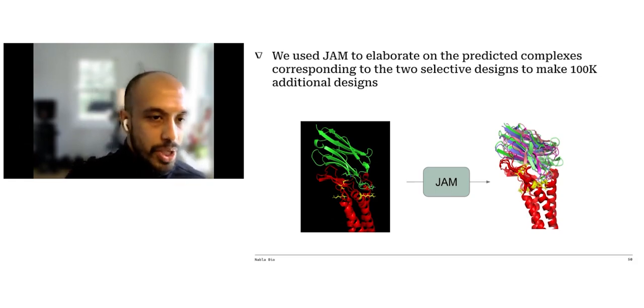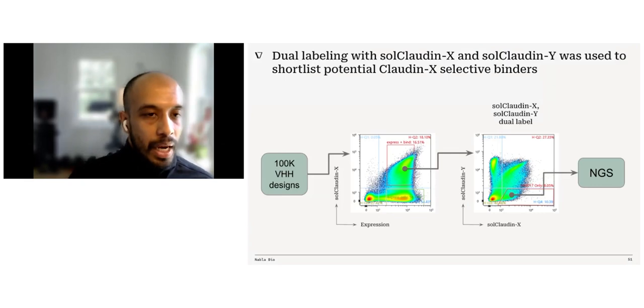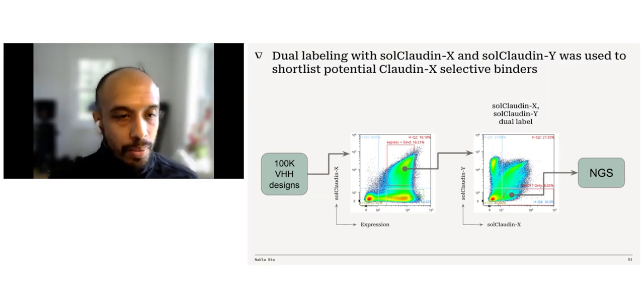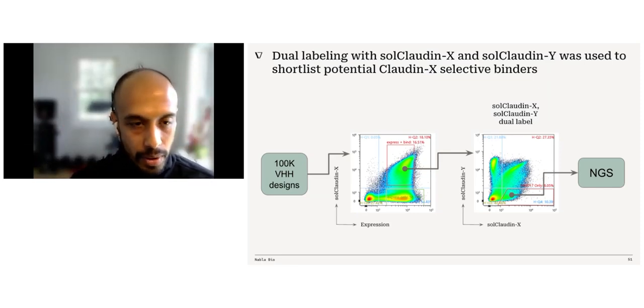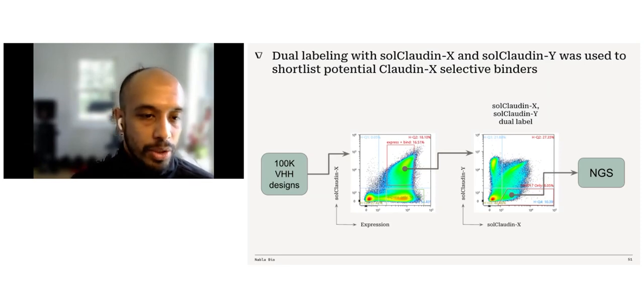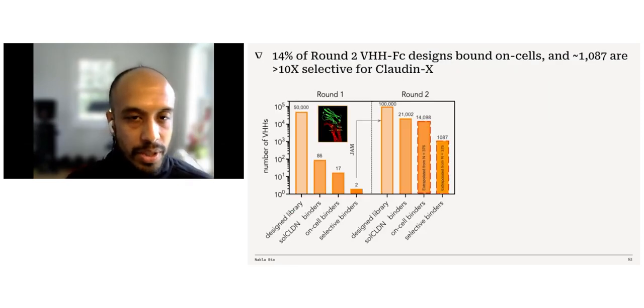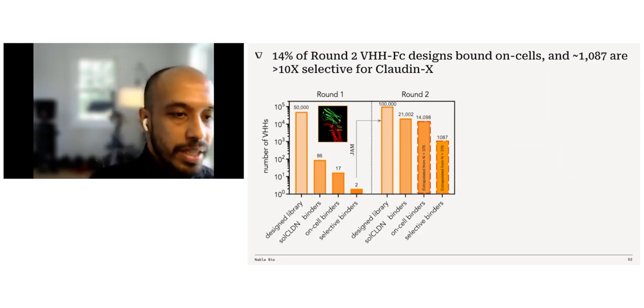Using this elaboration procedure, we generated 100,000 additional designs. And using a dual labeling strategy, we first enriched for binders to sol-claudin X, and then in a subsequent round, instead of labeling with just one antigen, we labeled with both sol-claudin X and sol-claudin Y, as a sort of dual antigen labeled yeast. We sorted out yeast that were only binding sol-claudin X, sequenced those with next generation sequencing, and characterized which ones of those were actually binding on cells.